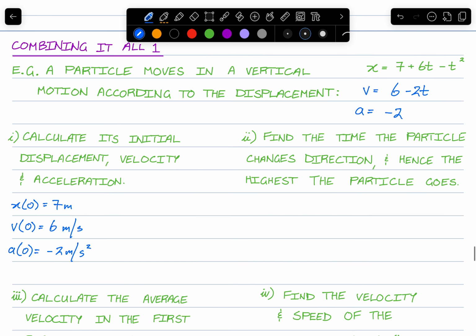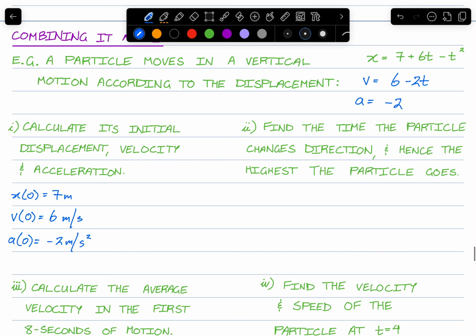Part 2, find the time the particle changes direction and hence the highest the particle goes. When it changes direction, remember that's just a fancy way of saying, when does it have a turning point? For this, we're going to let velocity equal 0. So 6 minus 2t equals 0, 2t equals 6, t equals 3.